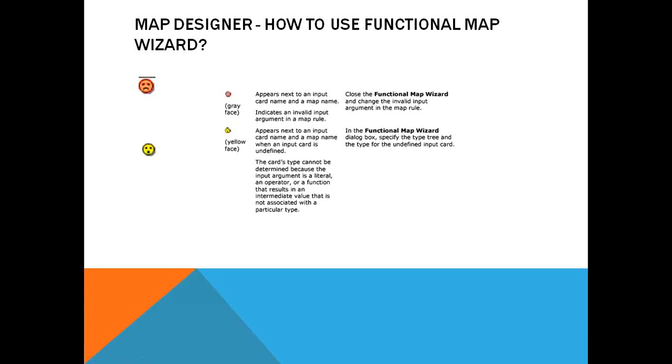This icon will come frequently because most of the time, like for index, when you create the functional map wizard, there won't be any type key assigned in the arguments for the second input card. In that case, it will show this icon. So in that case, we have to manually select the type key and type of the second input card. If something is invalid for that card in the functional map, it will show this icon color.